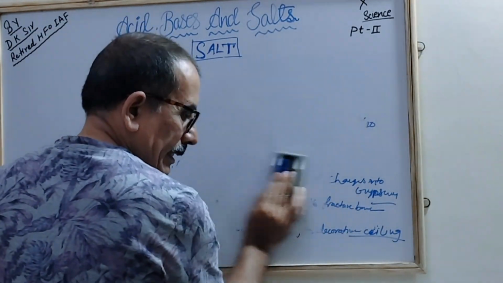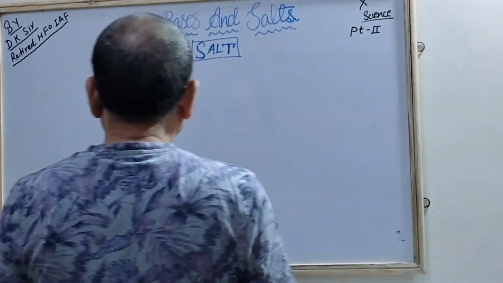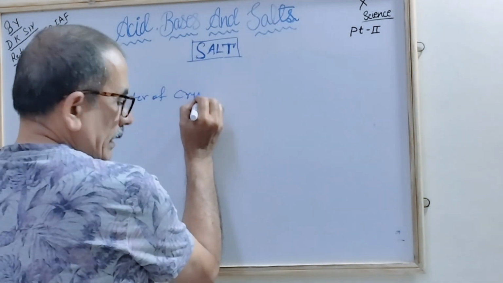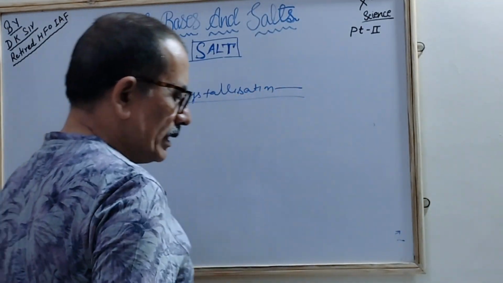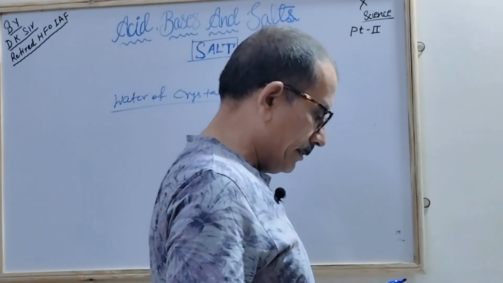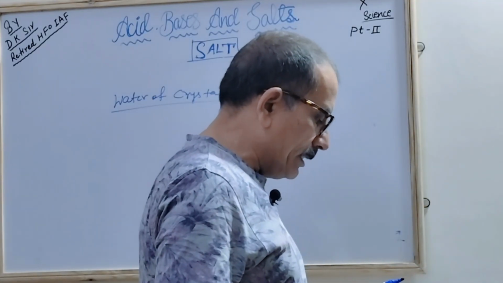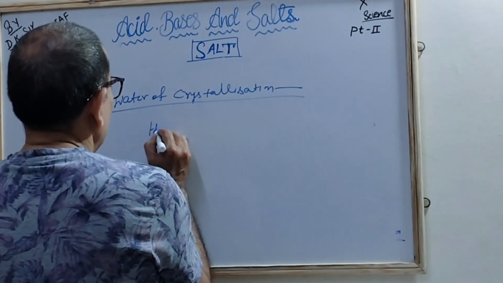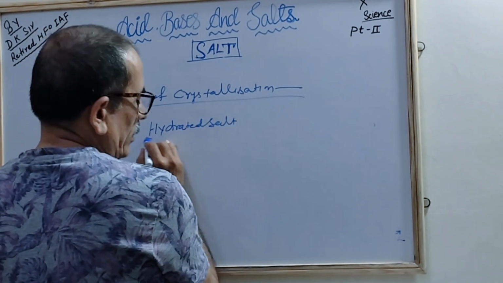What is the water of crystallization? The water of crystallization means that the crystals of some compounds seem to be dry, but actually contain some water molecules attached to them. This water is called the water of crystallization. Such salts are called hydrated salts. The salt, which is a solid, is called a hydrated salt.